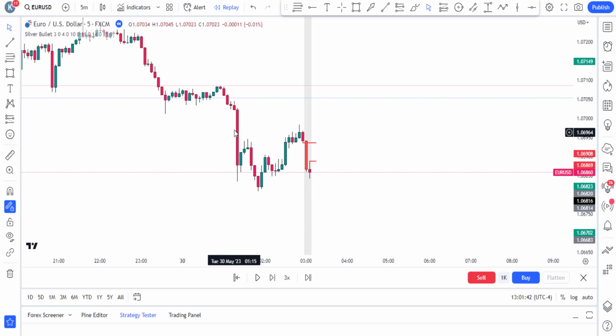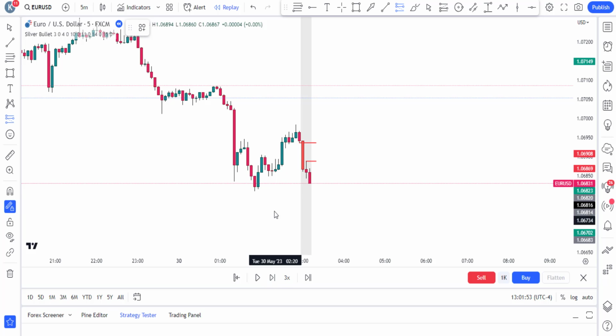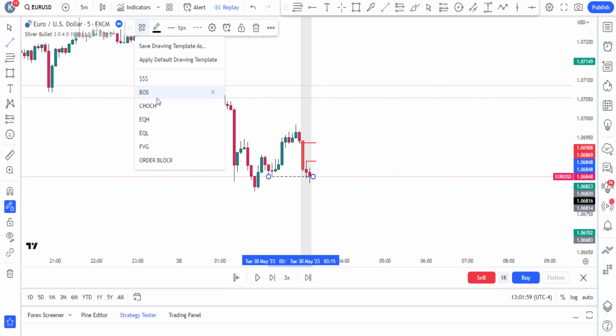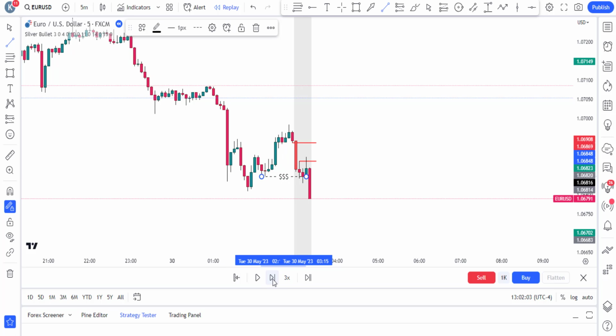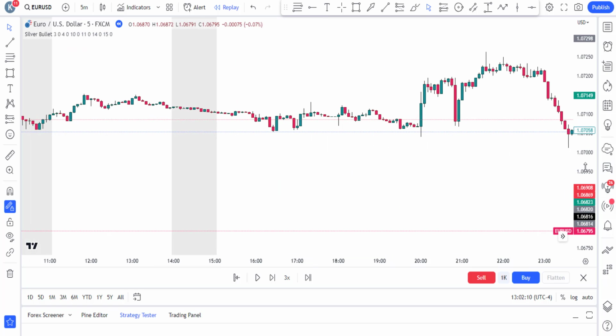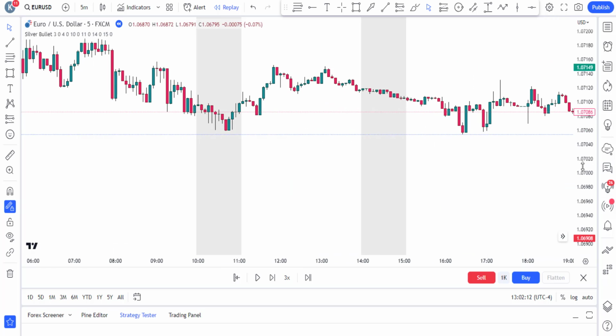A fair value gap here, even though there is no draw on liquidity prior to that, I wouldn't want to say this is a perfect one. Look at this. There is no draw on liquidity, but let's see if there is. Yes, there is draw on liquidity right here, so there is liquidity right below here. It's not as perfect as I thought it would be, but let's play it out and see. Whoa, it's not a perfect trade, so I don't want to gamble. I don't want to take that trade because it's not giving me what I'm looking for.